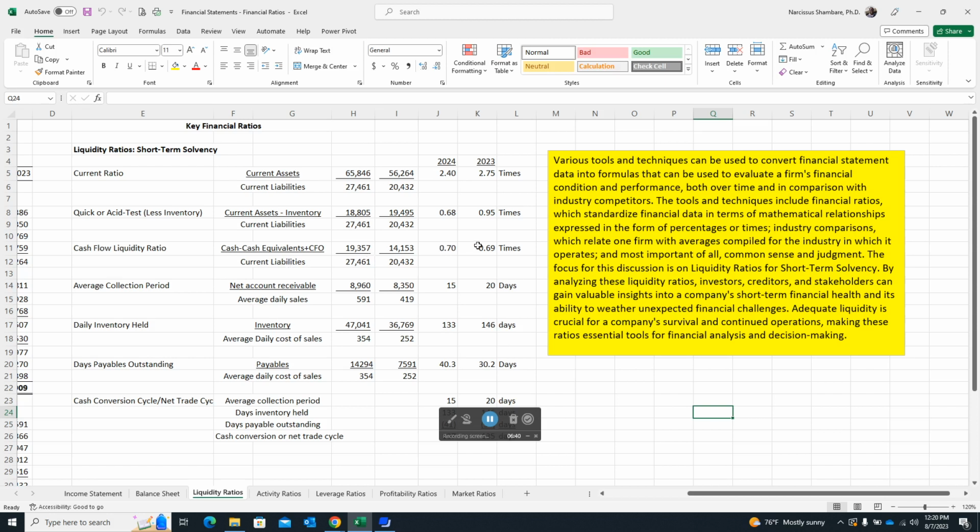It's about the same, about 70 cents for every dollar that we owe to our creditors, right? So in a way, we're trying to test different ways to figure out how liquid we really are in terms of cash. What if we exclude inventory, right? So we're trying to be as realistic as we can be.